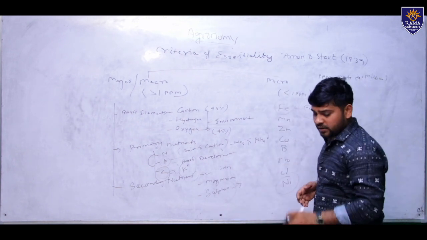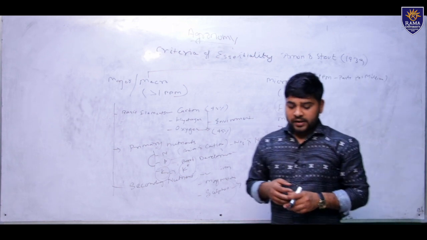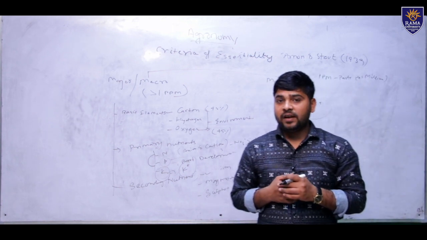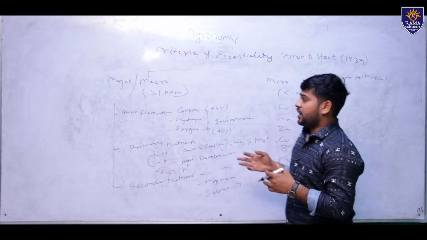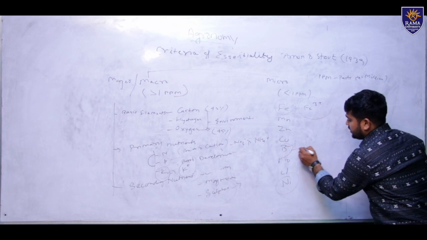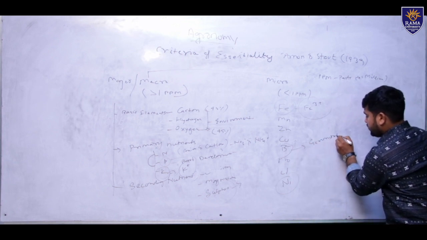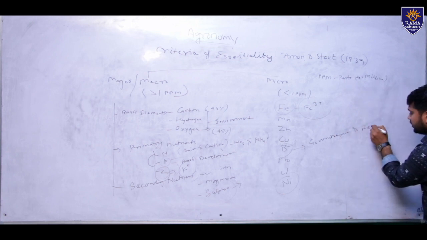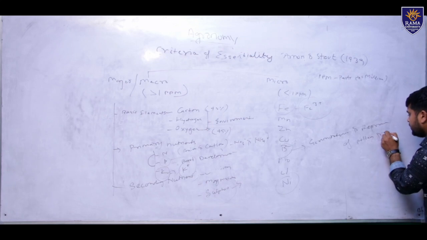And then what is the function of boron? Essential for sugar translocation in plants. It helps in reproduction and germination of pollen grains. Yes, for germination and reproduction of pollen grains.